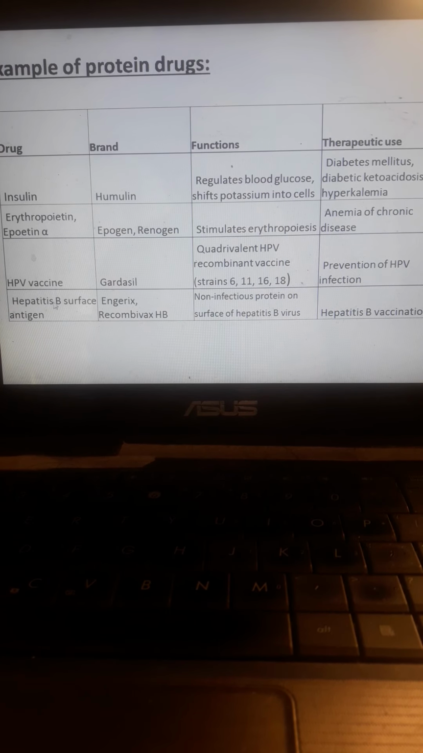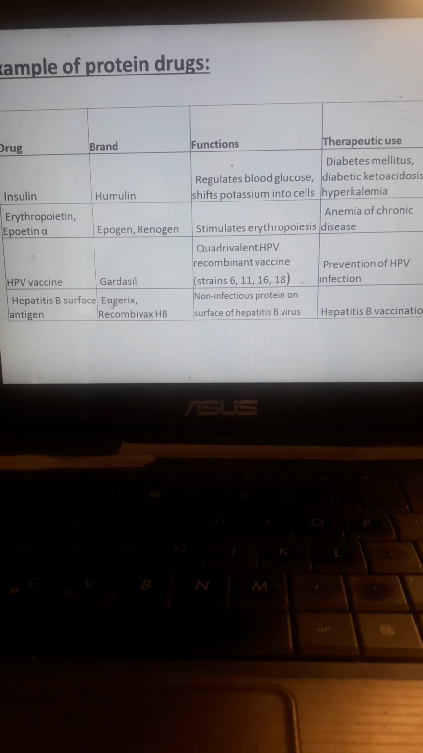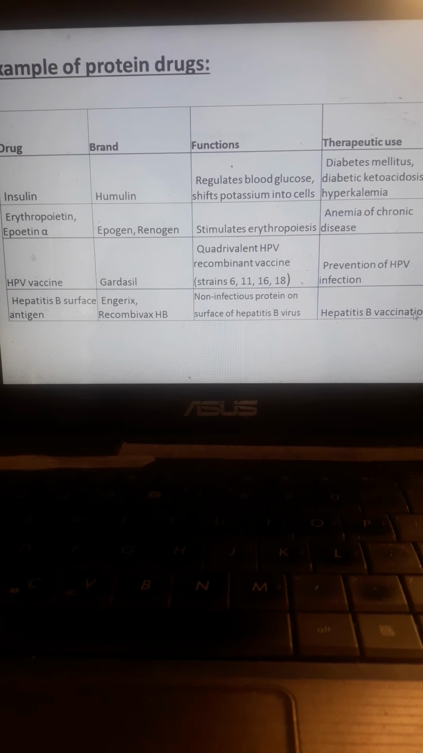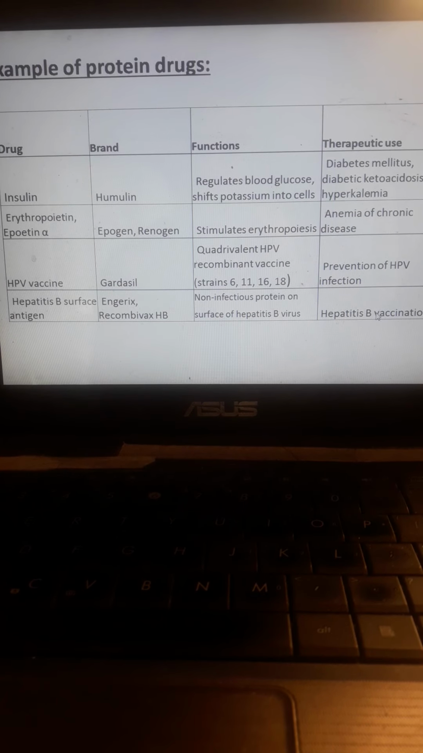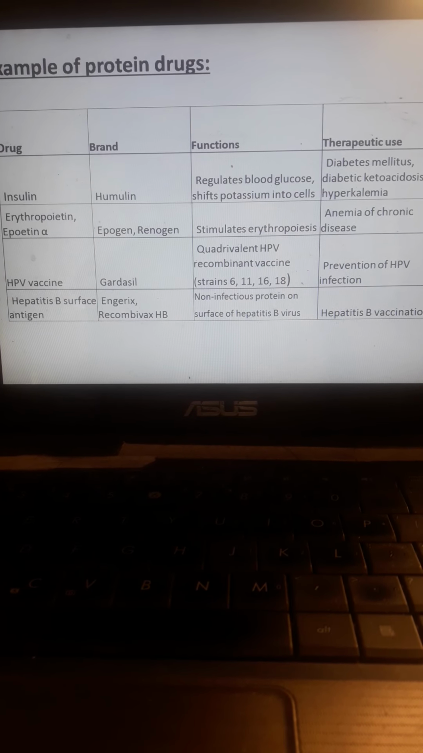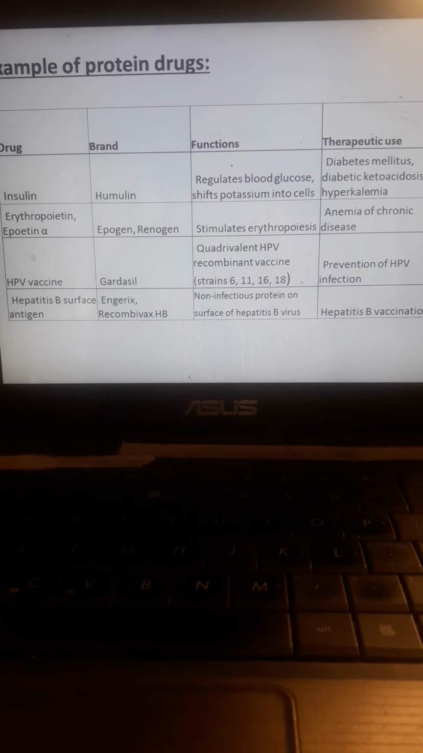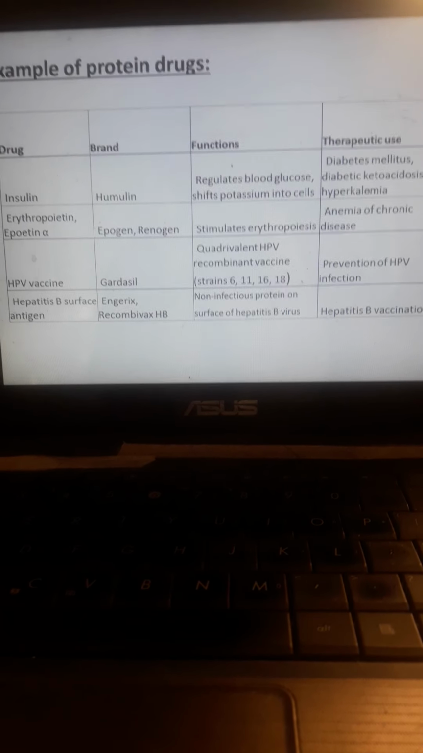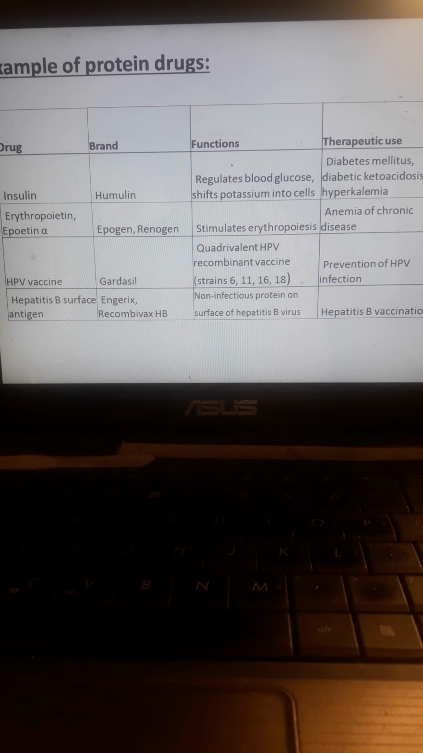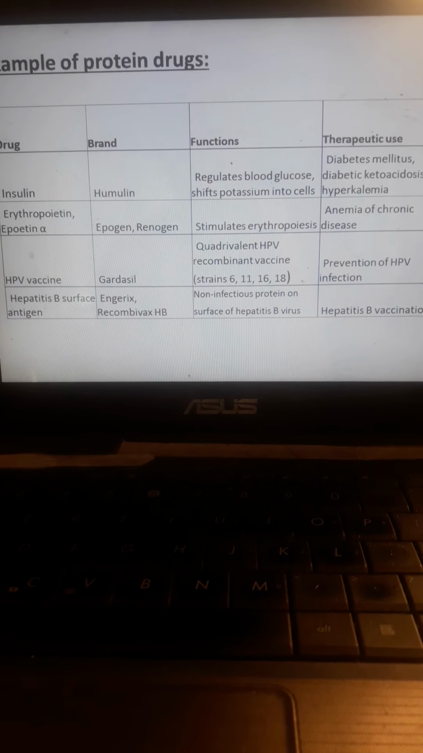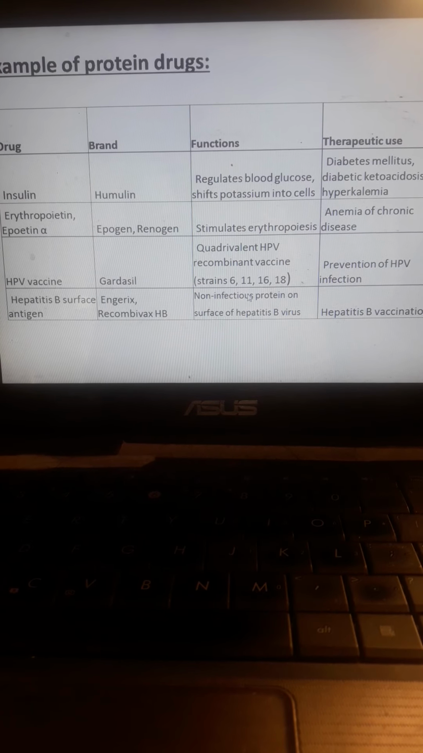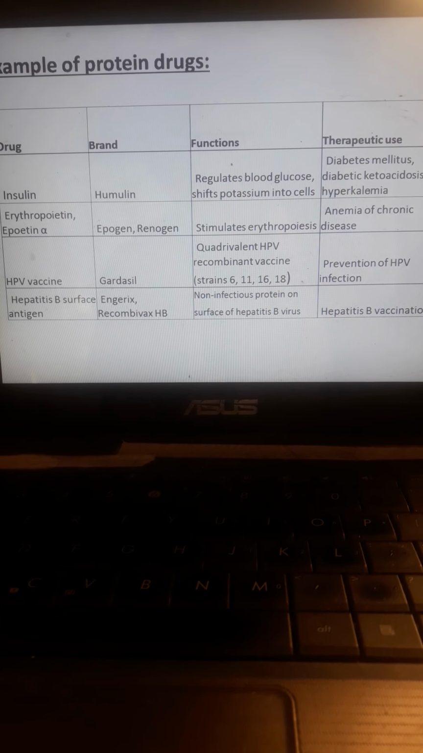infections. Okay, we have hepatitis B surface antigen, Engerix, Combivax, a non-infectious protein on the surface of the hepatitis B virus. So usually it is the Hepa B vaccination. Then the coronavirus, right? The coronavirus vaccine also comes from a coronavirus that is inactivated or attenuated. So it is an inactive protein, which can inhibit the virus or the bacteria itself. Okay? That is what we call vaccines. Mostly vaccines are protein drugs. That's why when you administer vaccines to patients in the hospital, try to read also. Most of them are proteins.